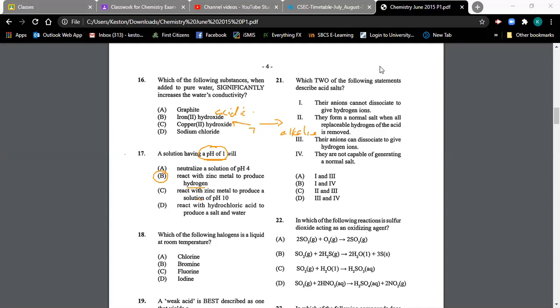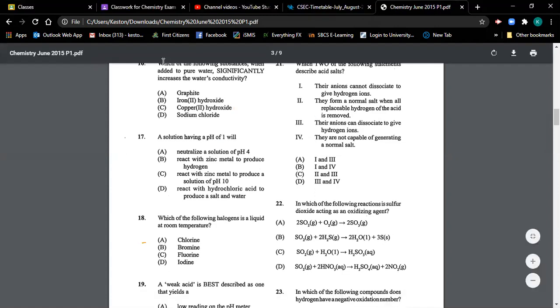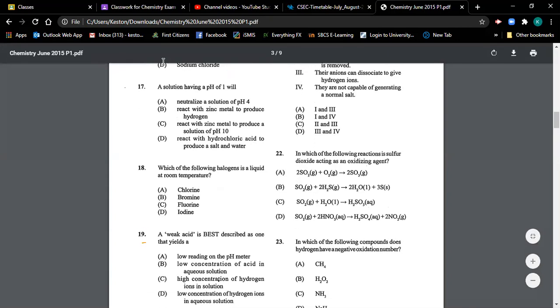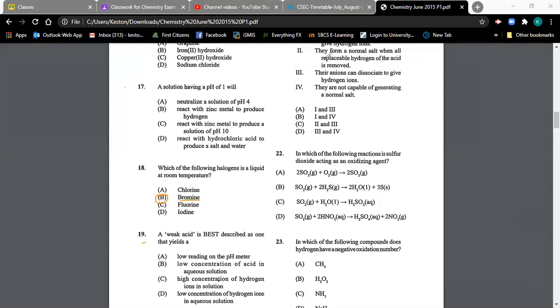18. Which of the following halogens is a liquid at room temperature? Another one we saw before. You remember this one? I was giving you the color of it. This time it's a yellow-brown liquid. Bromine is correct. This is a liquid at room temperature. Right, so take a note of that one.